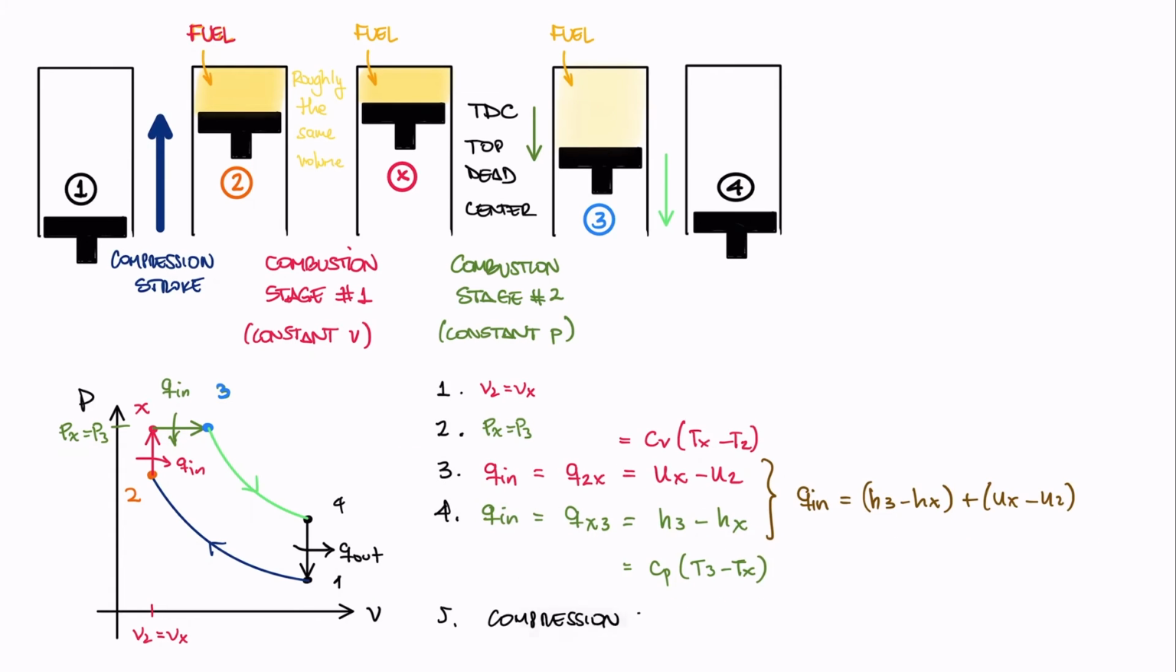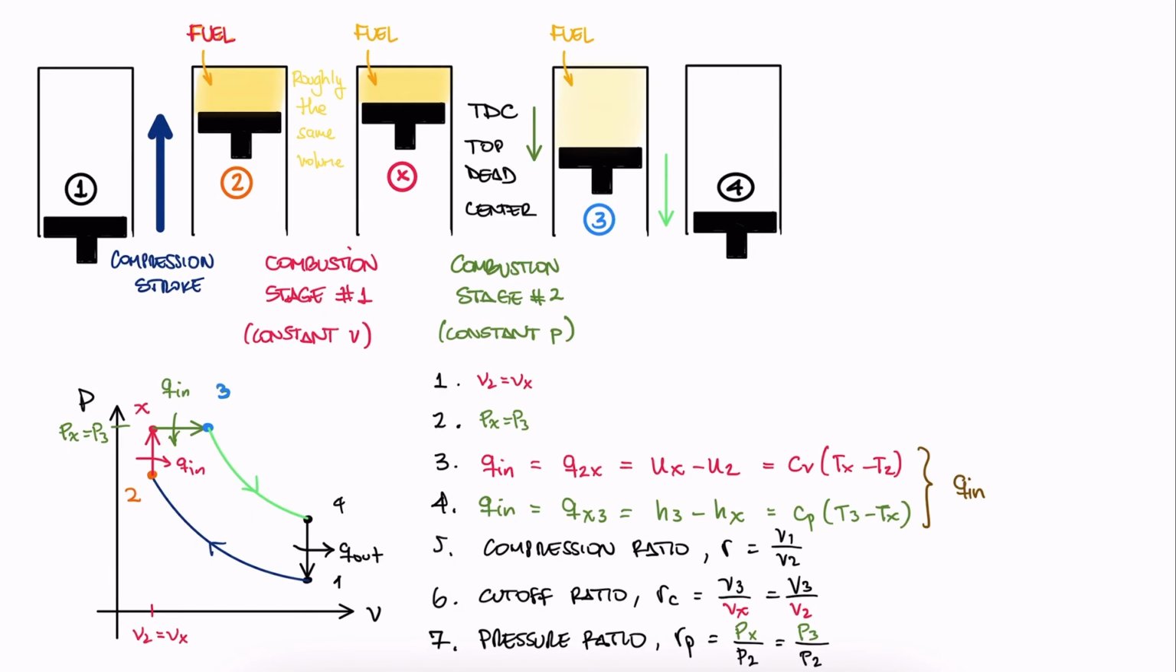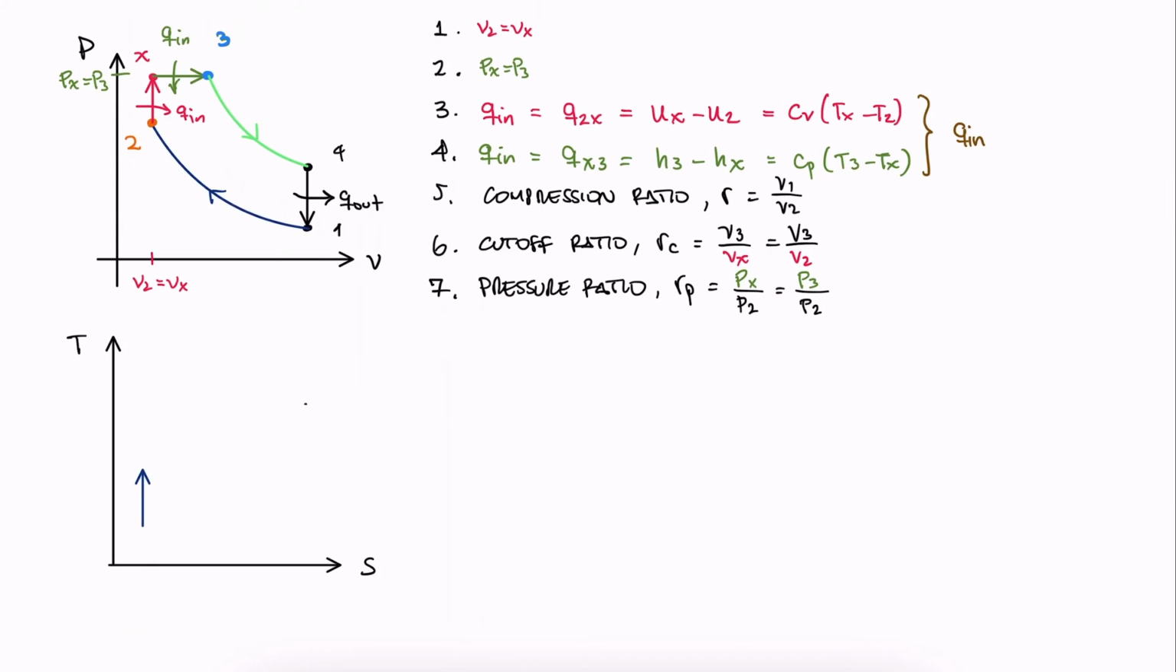Besides the compression ratio and the cutoff ratio explained during the diesel cycle's 10-minute lecture, we typically need to know the pressure ratio as well. This pressure ratio is that between the pressure at 2 and X. A TS diagram doesn't add much information to what we need for a dual cycle, but we can definitely draw one with isochoric heat addition between 2 and X and an isobaric heat addition between X and 3.